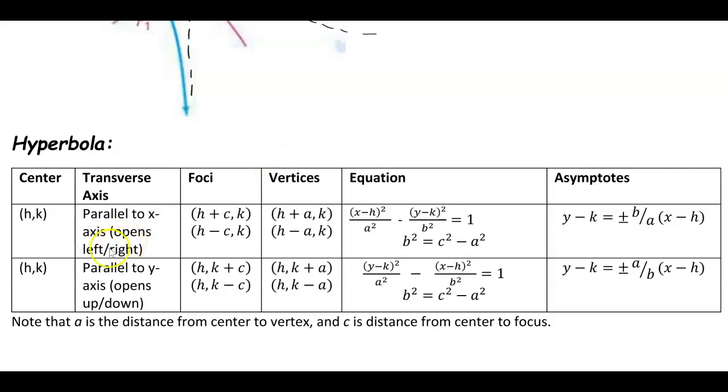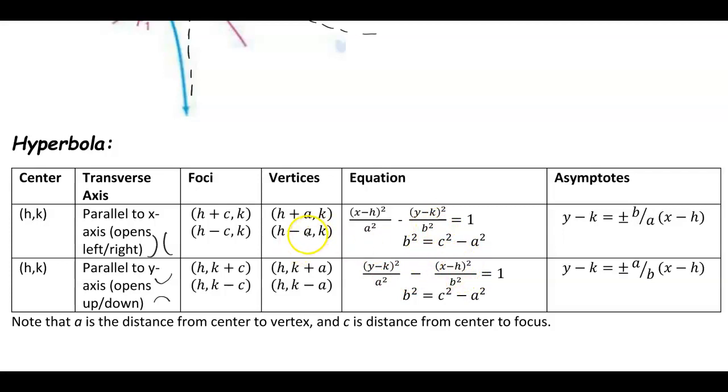So we're going to have hyperbolas that open with the transverse axis parallel to the x-axis, which means it's going to open left-right. So it's going to look something like this when we graph it. And then we're going to have hyperbolas where the transverse axis is going to be parallel to the y-axis, which means it's going to open up or down. So it's going to look like this as the two pieces. So once we find the center, we can find the vertices if we know what a is. Notice a is always underneath the first term, and then our b is always underneath the second term.